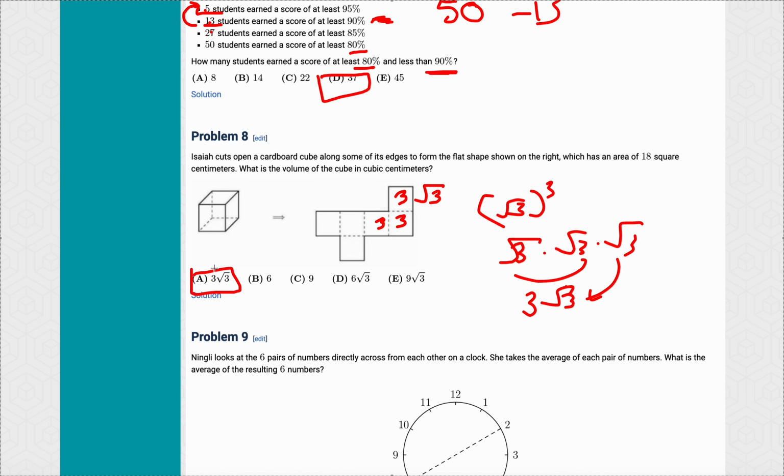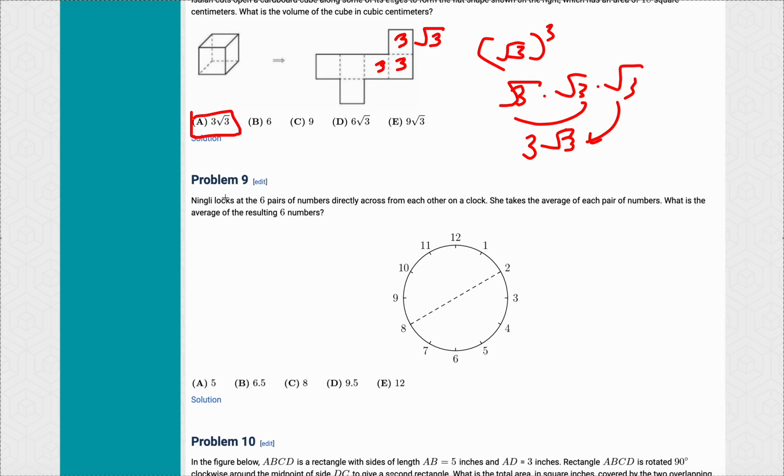Next, Ningley looks at the 6 pairs of numbers directly across from each other on a clock. She takes the average of each pair. What is the average of the resulting 6 numbers? So we want to find the average of the averages of these pairs of numbers. So let's just literally calculate that. So let's just get 12 and 6, that's 18, so that's 9. So we're done with 12 and 6. Next, 1 and 7, that's 8, so the average is 4. Technically it's not the average, we're just dividing by 2.